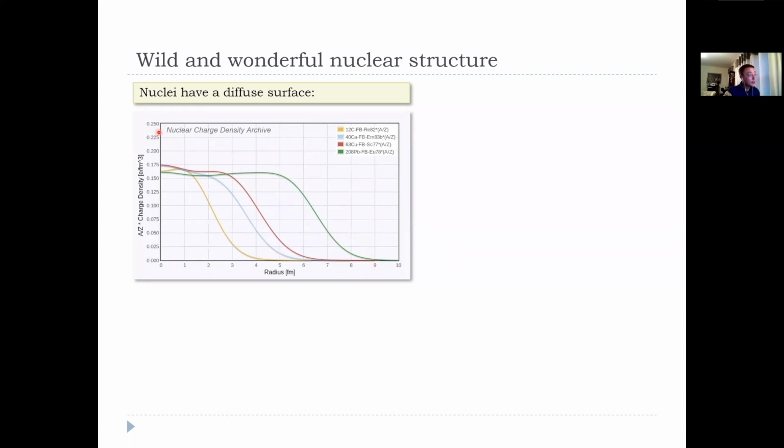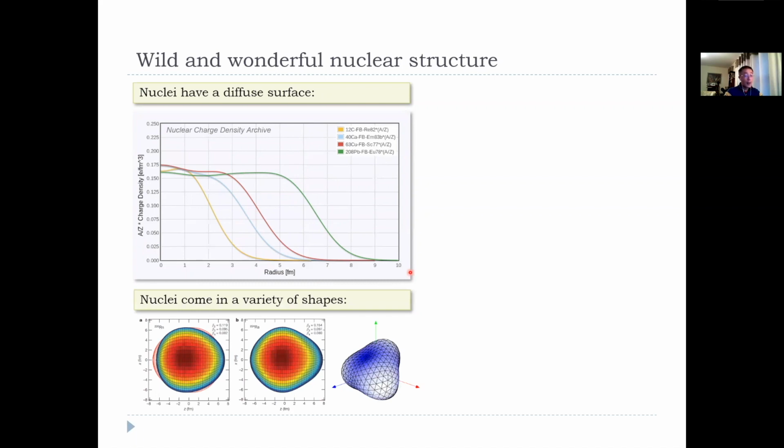So this is from the nuclear charge density archive, where the charge density has been measured by scattering experiments. And you can see, yellow is carbon-12, this is calcium-40, the blue is calcium-40, this is lead. And you can see that the charge density falls off fairly smoothly, first of all, so the surface is diffuse. But also there are these interesting dips at the center, right? So carbon-12 is apparently slightly more dense on the outside than it is on the inside, and we will see why in a few moments.